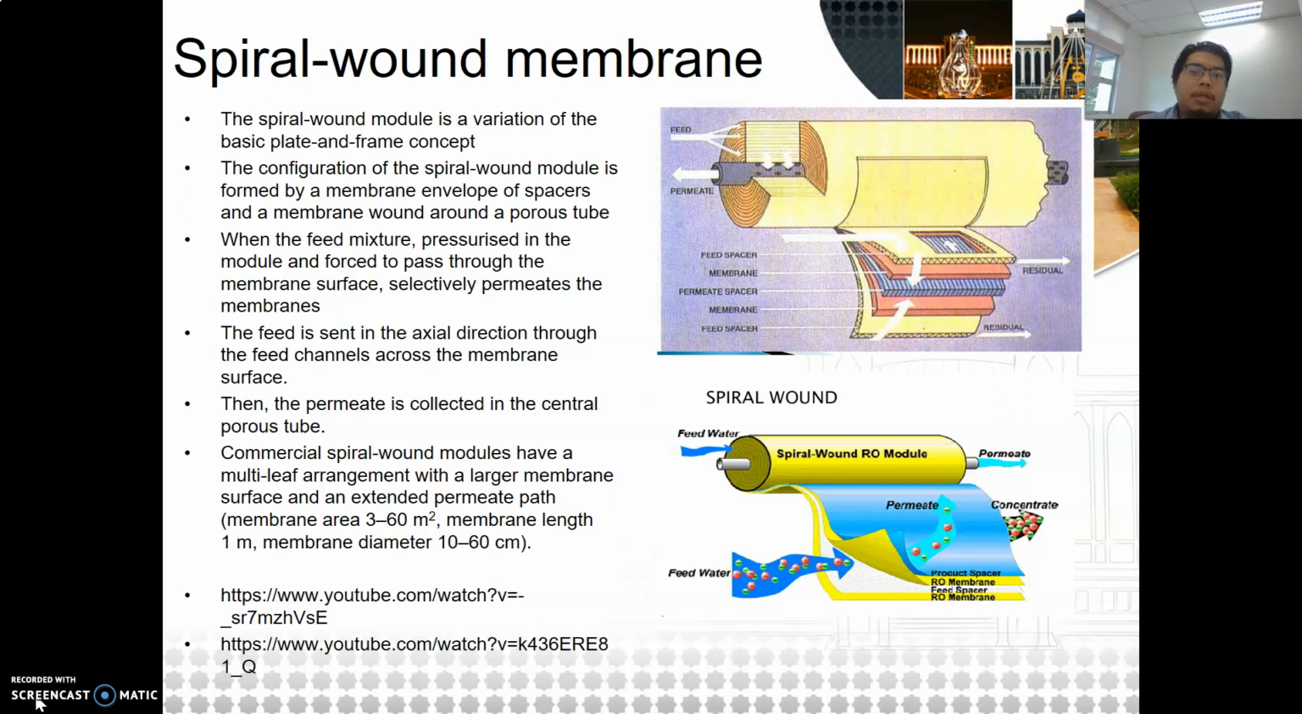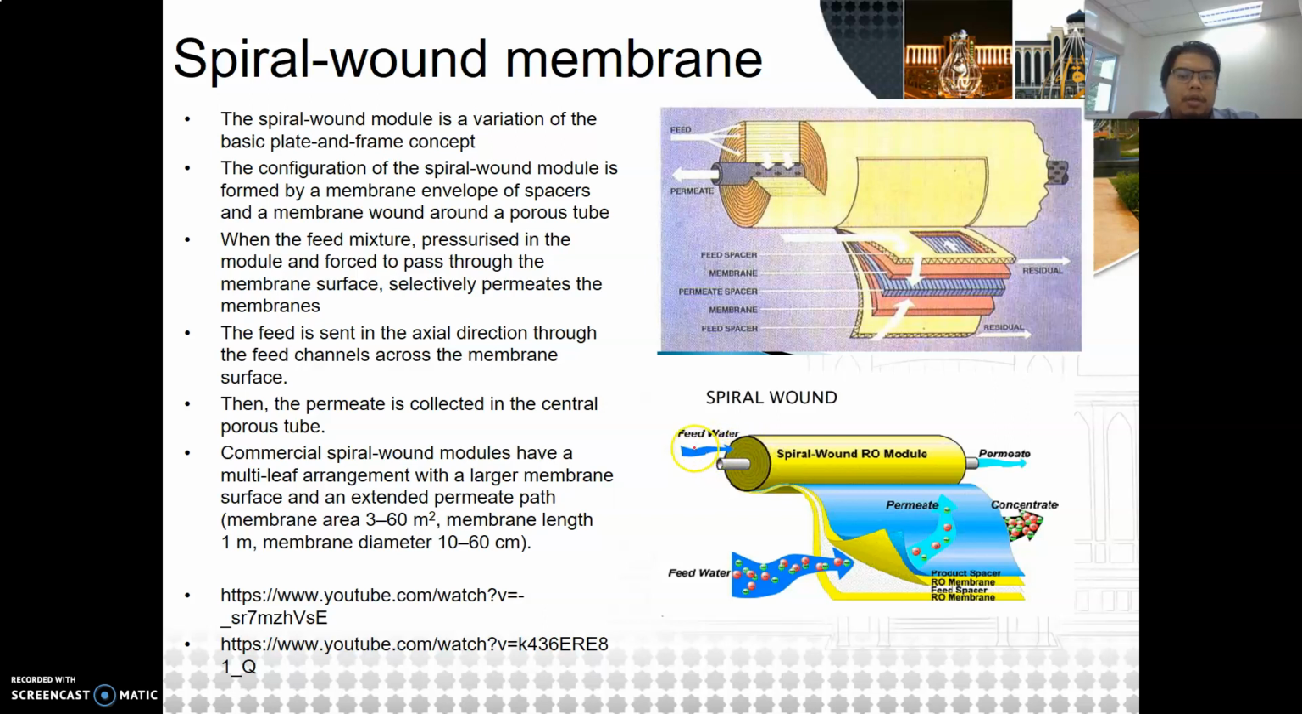it is used in industry. The spiral module is a variation of the basic plate and frame concept where we are layering a few membranes. The configuration of this module is formed by a membrane envelope with spacers and a membrane wound around a porous tube like this. And when the feed mixture is pressurized in the module and forced to pass through the membrane surface, it selectively permeates the membrane.